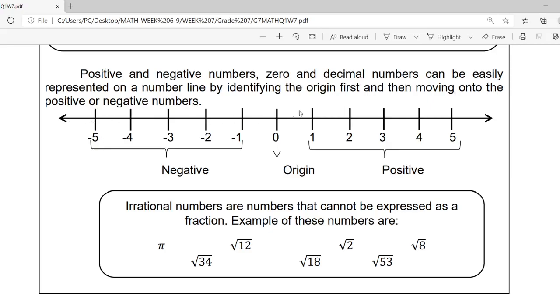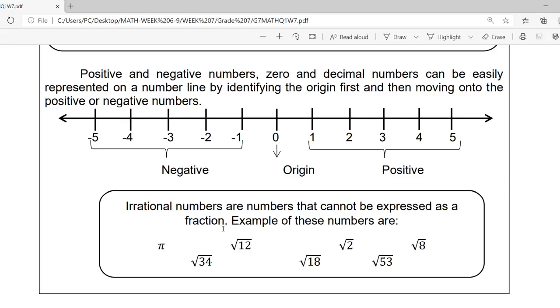So again, this is our number line, usually represented in a horizontal line. Then the middle one is your origin. To the left are negative numbers, to the right are positive numbers. So to the right, you start with 1, 2, 3, 4, 5, 6, and so on. Then to the left, you have negative 1, negative 2, negative 3, negative 4, and negative 5, and so on.